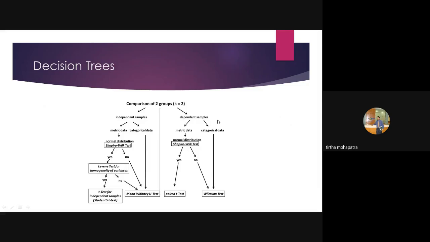But what if you have two categories of your independent variable? Then you have to go for two sample tests. There are two things: dependent variable and independent variable. Are you clear of the concept of dependent and independent variable? I'm clear, but still, if you can repeat it, sir, it will be better.